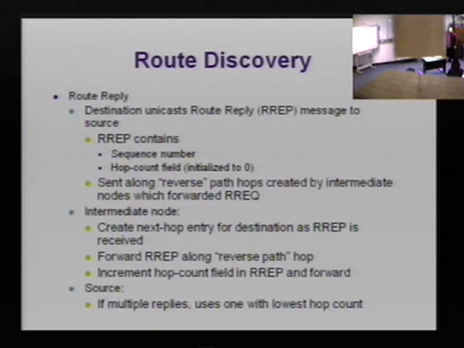Two different things here. One is the sequence number. When you do a route reply, there is a sequence number in the route reply. You always increase the sequence number. This is for the source to decide how old the route is, for example, whether it's fresh or not. And the hop count field is incremented also. If the source has multiple replies, it uses the one with the lowest hop count.